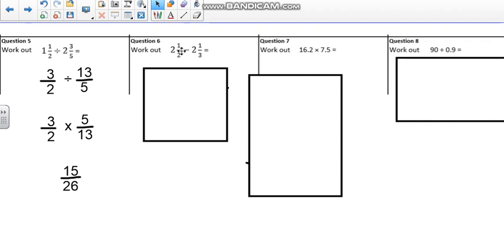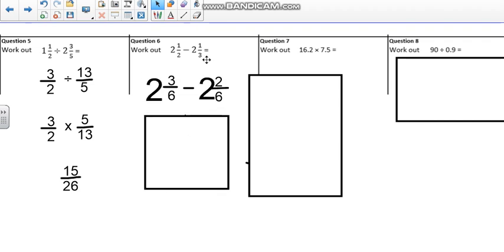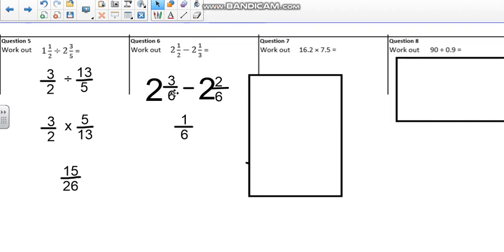Here it's a subtraction, so we're interested in getting the denominators the same, so I need a sixth. So a half, I would multiply the bottom by 3 to get 6, so I multiply the top by 3, which gives me 3/6, and here I multiply the bottom by 2, so I multiply the top by 2, which gives me 2/6, and then we're literally doing the subtraction. 3/6 take away 2/6 is 1/6.